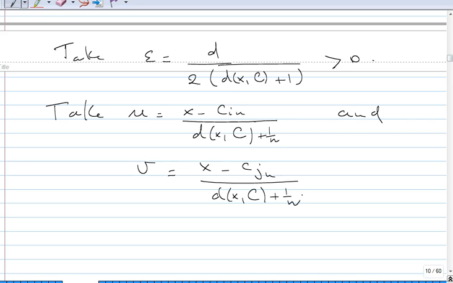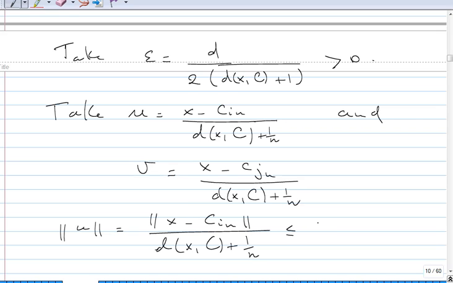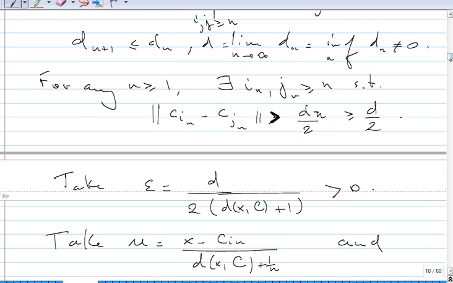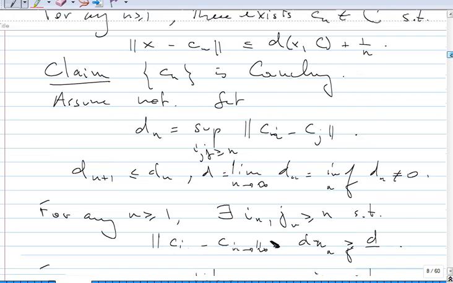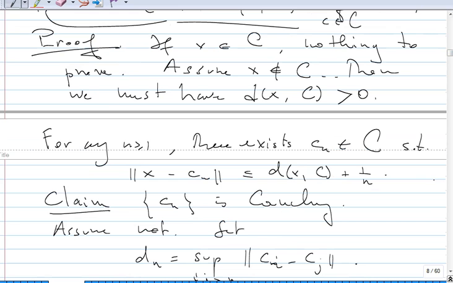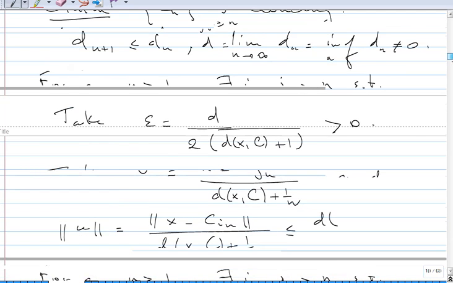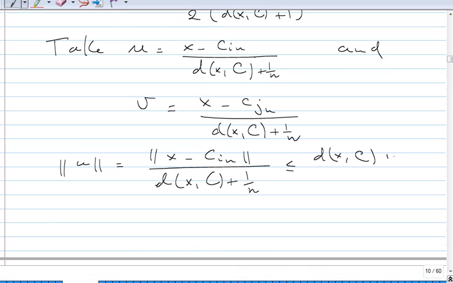Okay? So what's the norm of u? Norm of u is the norm of x minus Cn over the distance from x to C plus 1 over n, which is less than the distance, since x minus Cn is less than the distance from x to C plus 1 over n. Okay? So here this will be d(x,C) plus 1 over n over distance from x to C plus 1 over n. And since in is bigger than n, 1 over in is smaller than 1 over n, and therefore this is less than 1. The same holds for v.